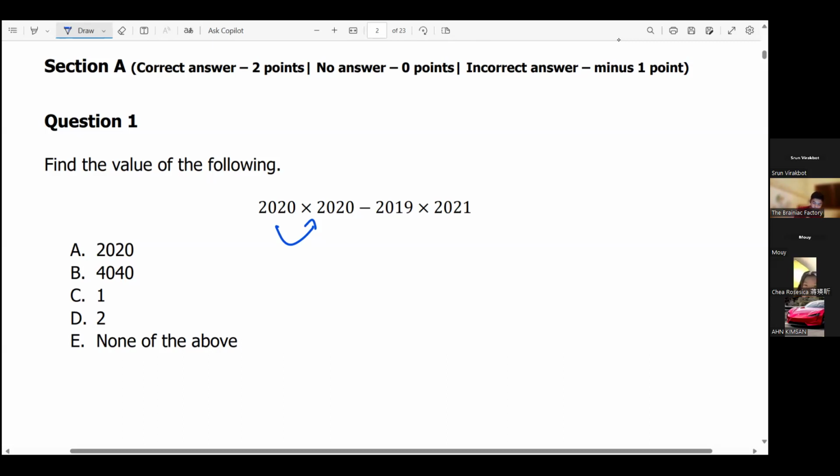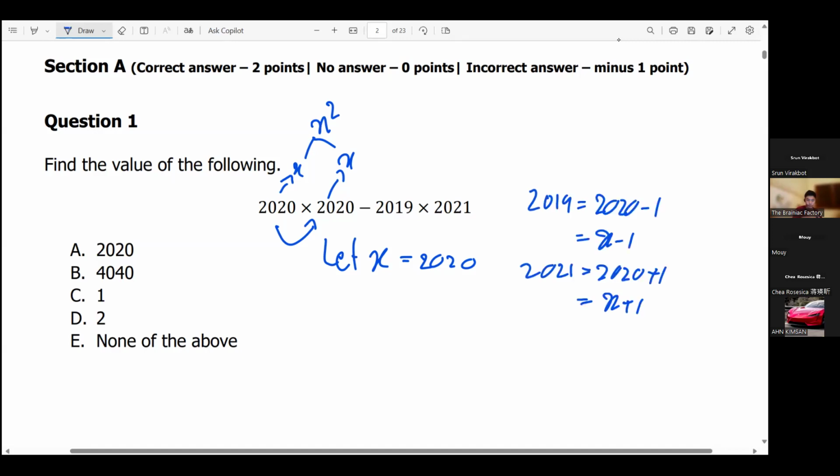So first you can put it by let x equals 2020. So this one is 2020, this is x and this is also x. So when x times x, you'll get x squared, and 2019 equals 2020 minus 1, which is x minus 1, while 2021 equals 2020 plus 1, equals x plus 1.